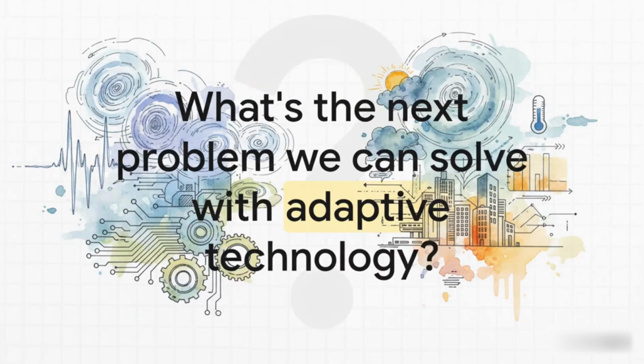And that really leaves us with a fascinating question to chew on. We've successfully applied this powerful principle of adaptation to signals, but the core concept is so much bigger than that, isn't it? In a world where everything from our climate to our economy seems to be in constant flux, you have to wonder, what's the next big problem we can solve by making our technology truly adaptive?